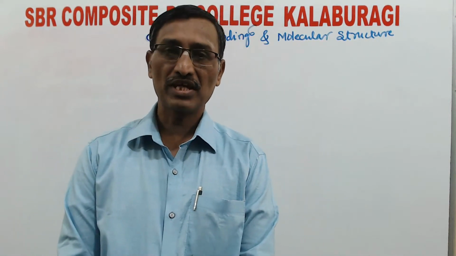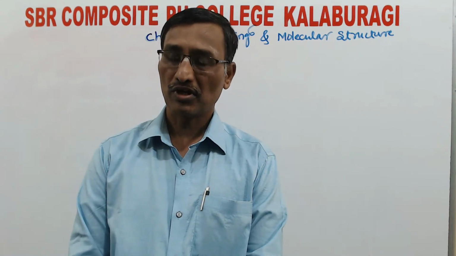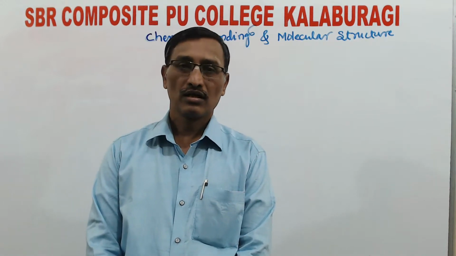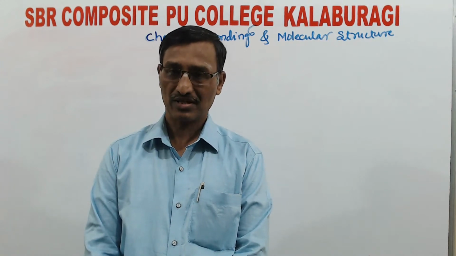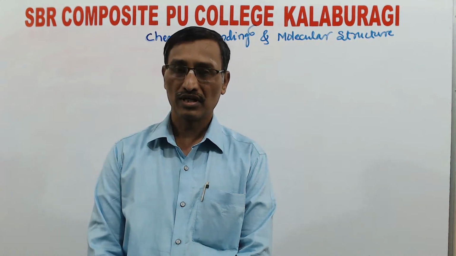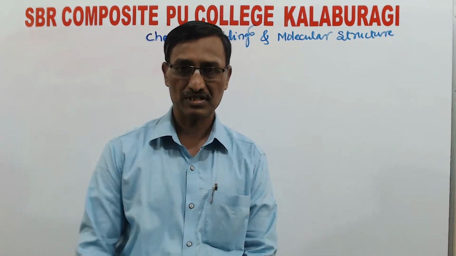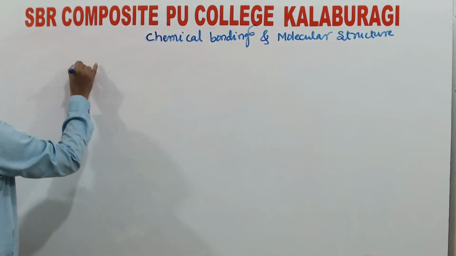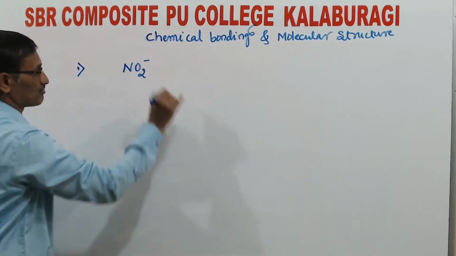In the previous week, we discussed the Lewis structure for covalent species, including molecules and even positively charged species. I will continue with the Lewis structure for negatively charged species. First, I will take NO2 minus.